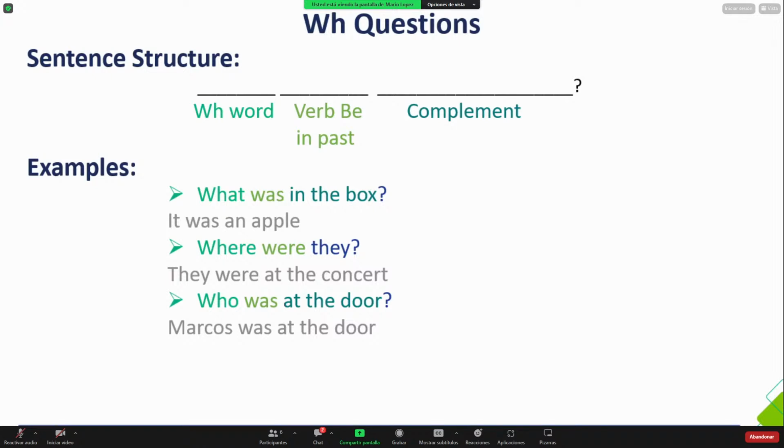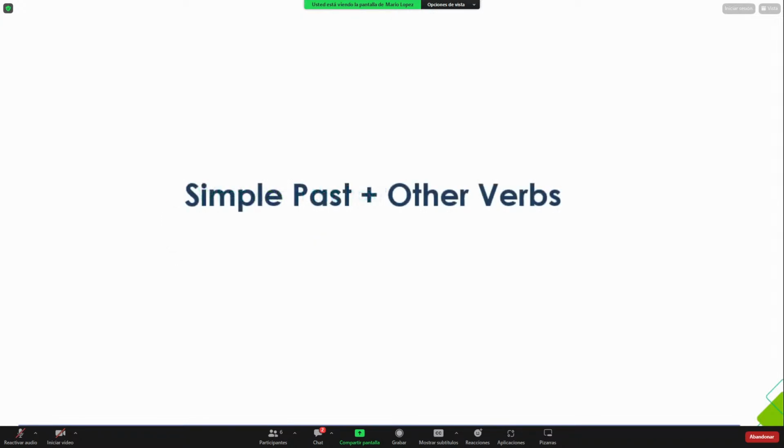So, here we finish the first part of the presentation. That is simple past with verb to be. Aquí terminamos la primera parte de la presentación, que es el pasado simple con el verbo to be. Now we are going to start the second part. Vamos a empezar la segunda parte.